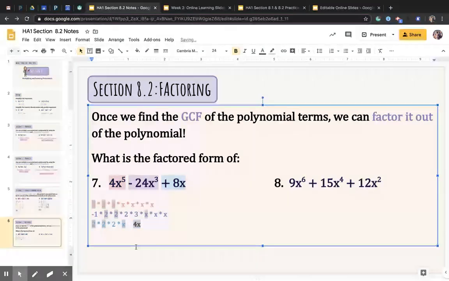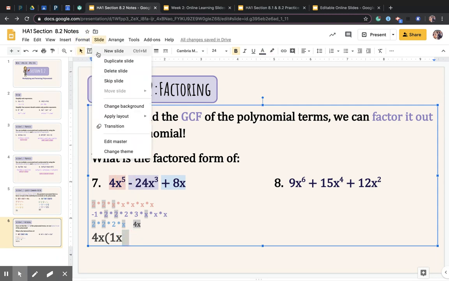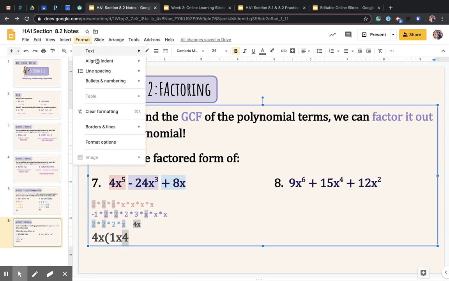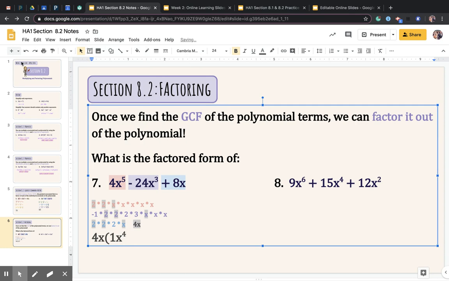Okay. So if I'm pulling out 4x, what do I get left with inside the parentheses? Well, I pulled out a 4 from here, so I'm left with 1. And if I pull out 1x from 5 x's, I'm going to be left with x raised to the 4th power. Oh, it didn't do that. That's weird. Format, text, superscript. Okay.